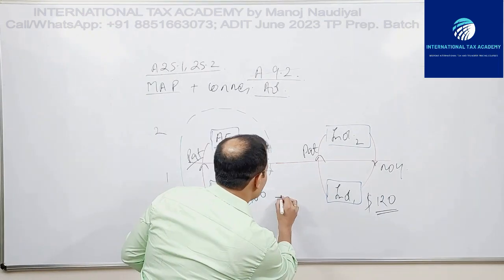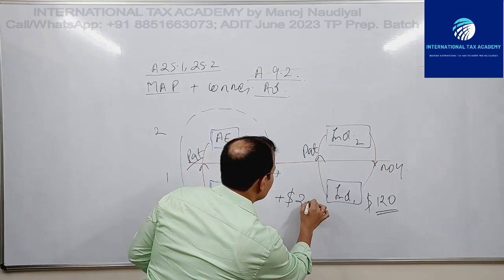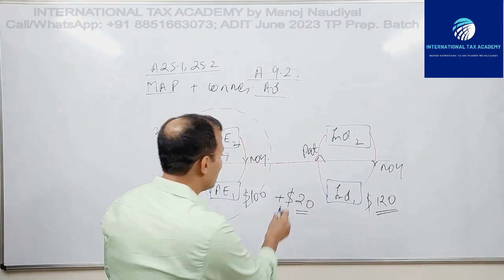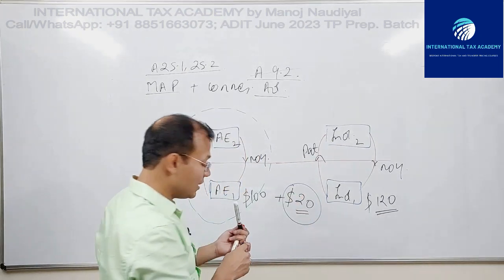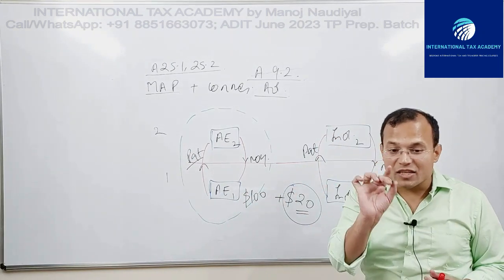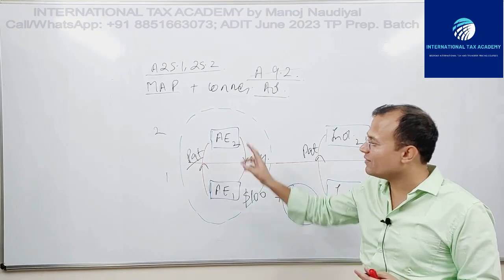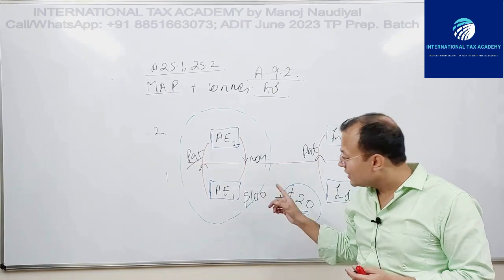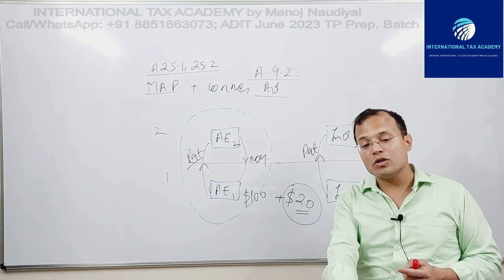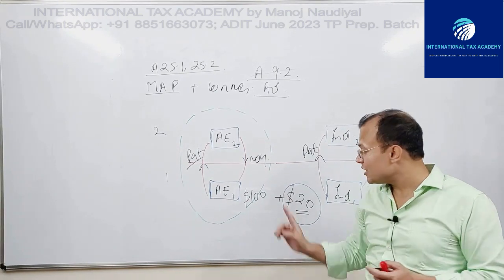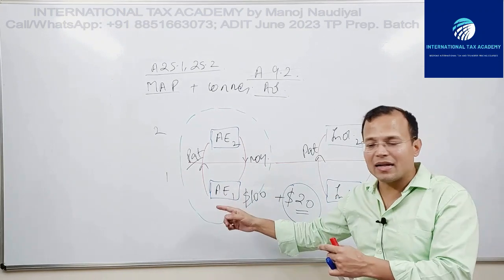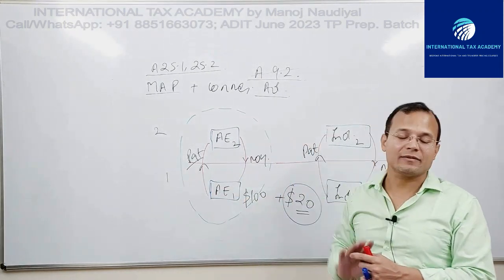That is plus 20. Because in the view of the tax authorities, because of the special conditions existing between these two AEs, this $20 should have accrued to AE1, but because of the special conditions, this $20 did not accrue. So now I will make the adjustment and add plus 20 here.